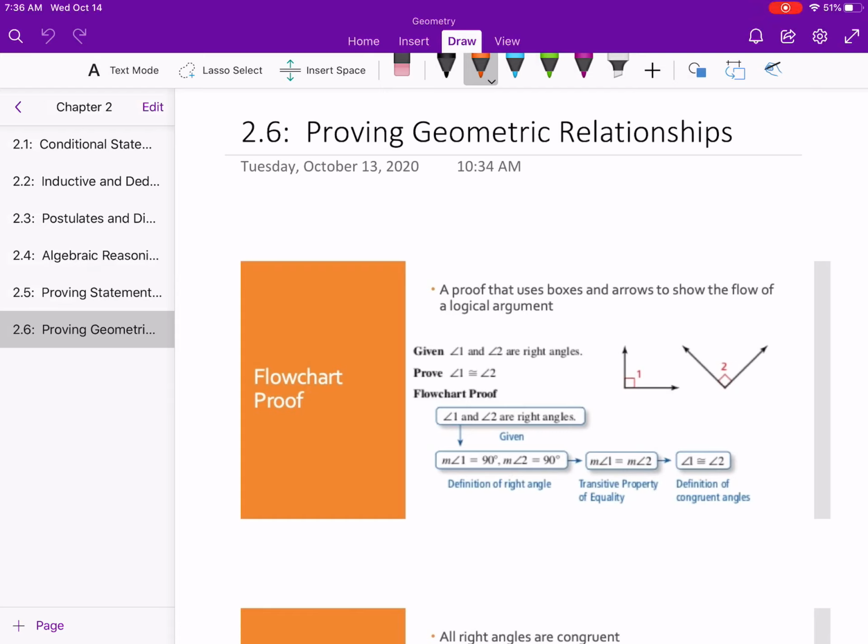This is section 2.6, Proving Geometric Relationships. In this section, we're going to learn about two different types of proofs. So we've already done two-column proofs, and now we're going to learn two different types of proofs.